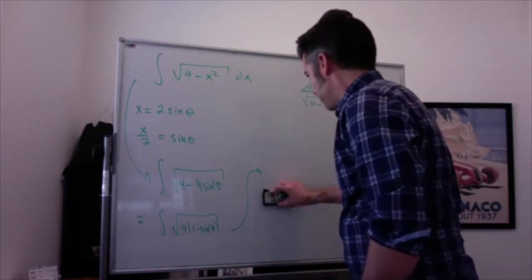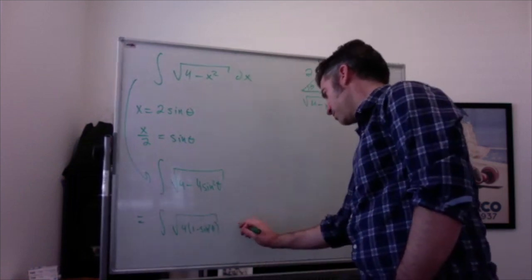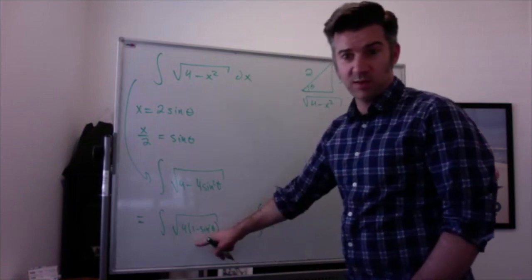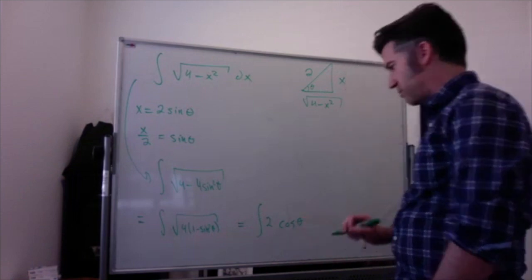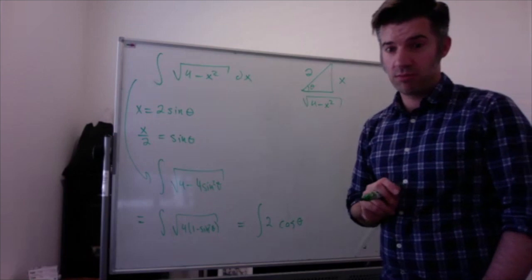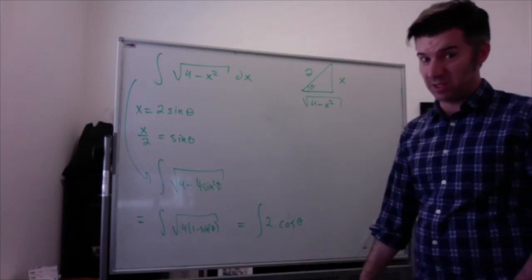which is equal to, sorry, one sec. Yeah, fine. The integral of 2 square root of 1 minus sine squared is the square root of cosine squared, which is just cosine theta. And I've made a really big error. If I integrate this, I'm going to get 2 sine theta, which is not the right answer.